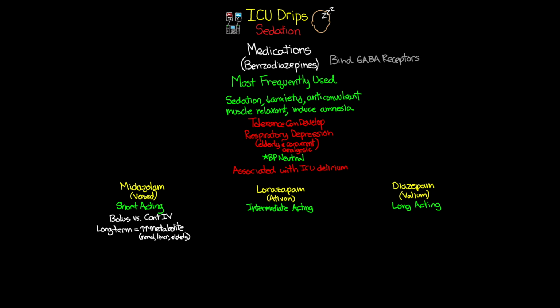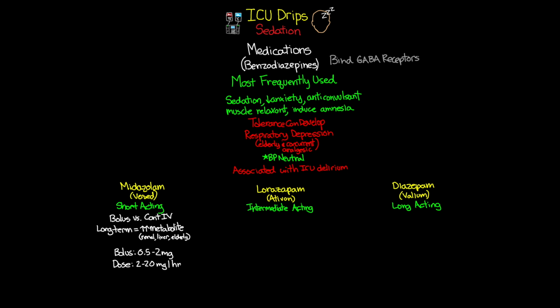Now, as far as our dosing goes, our typical bolus dose is usually going to be in the range of 0.5 to 2 milligrams, and our continuous IV doses are usually in the range of 2 to 20 milligrams per hour. So now moving over and talking about lorazepam or Ativan.